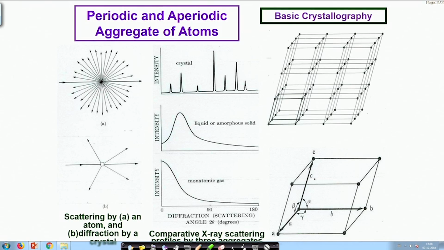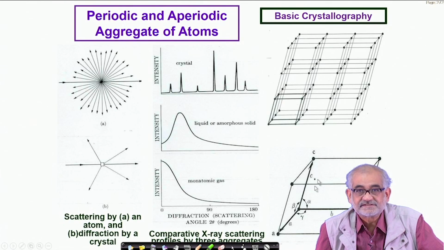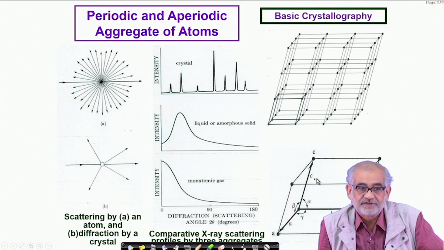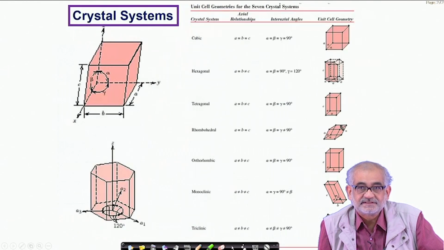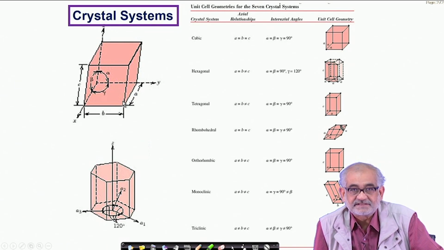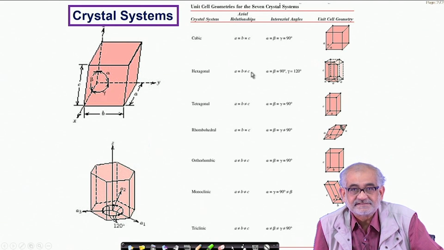Now, as I was talking about these unit cells, I mentioned 6 possible parameters. If you wish to vary them in all possible ways, you will realize that there are only 7 ways in which you can vary them. The 6 parameters I should have mentioned are the 3 axial lengths and the 3 axial angles. If you vary the axial lengths and angles at random, these are the 7 ways you can vary them.